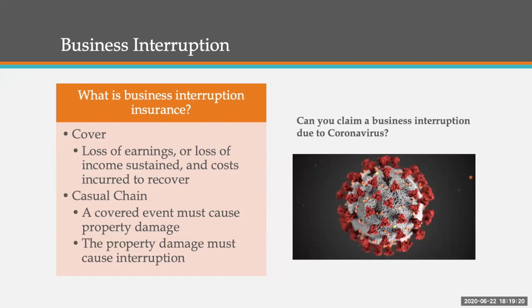That's an interesting fact. Also, the business interruption insurance covers the loss of earnings, the loss of income sustained, and the cost incurred to recover. Once claimed, the insured must follow the procedures. The insured must prove the causal relationships: covered events must cause property damage, and the property damage must cause interruption. Next, please.